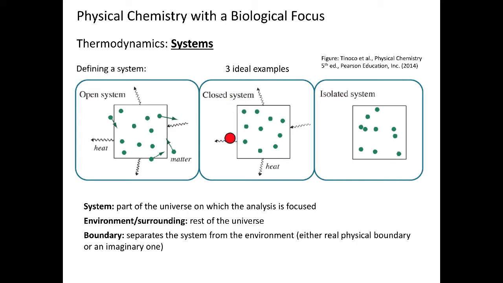In a closed system, we actually have a physical boundary and the molecules are not allowed to leave. So there's no exchange of matter between the system and the environment. However, the system can exchange heat with the environment. In the isolated system, we have this physical barrier, but this physical barrier is now also isolating, so the molecules are still not allowed to leave, and there's also no heat exchange between the system and the environment.